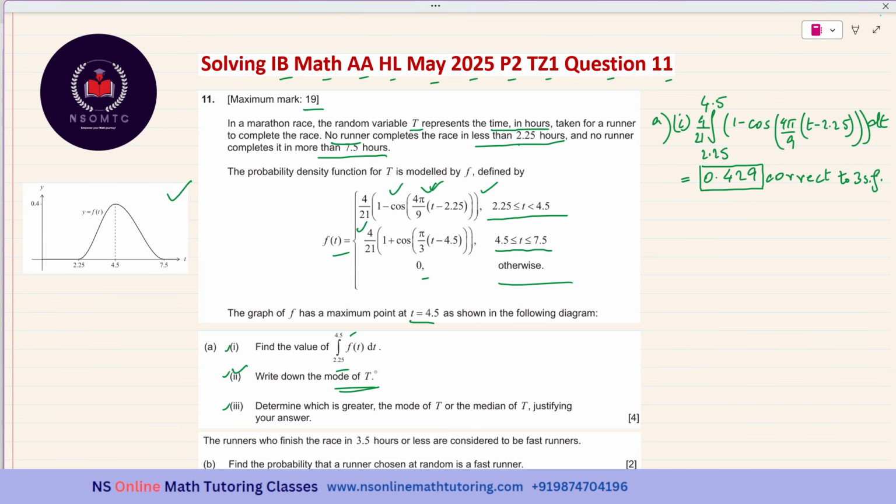The mode of t will be the t value for which the function value is the maximum. And they have said the graph of f has a maximum point at t equal to 4.5 hours, and we are seeing from the graph that at t equal to 4.5 hours the graph has the maximum value. So this will be the mode. The mode of t is equal to 4.5 hours.